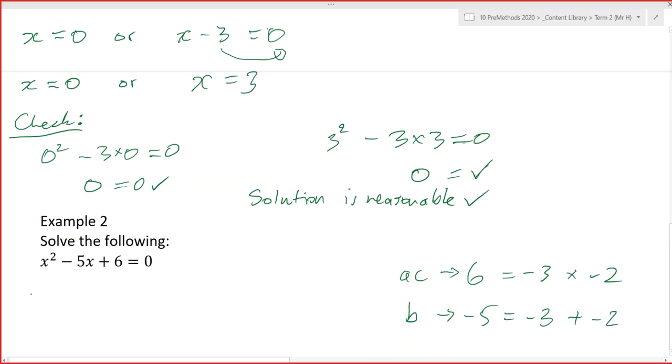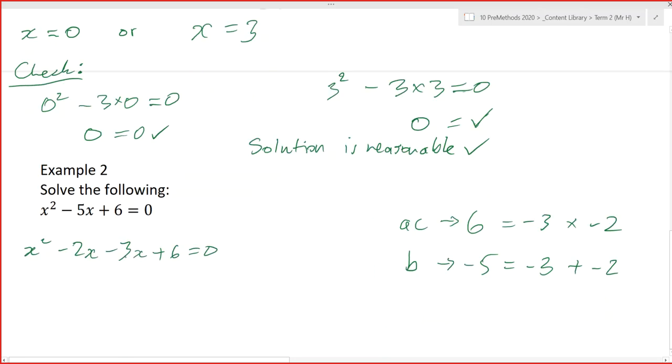So we're going to split it up in the middle. We've got negative 3x. Actually, I'm going to do negative 2x first. Does anyone know why I put the negative 2x first? 3 and 6 have a common factor. That's why I put the negative 2 first.